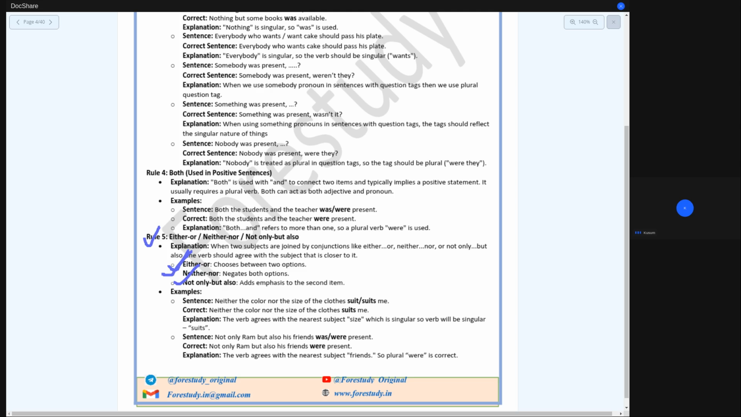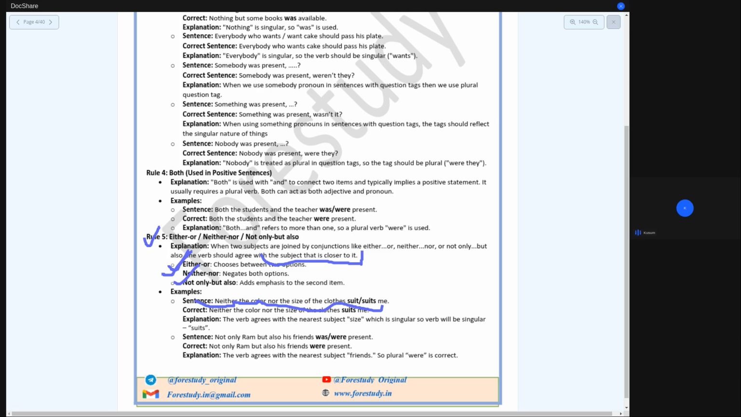Okay? It should agree with the subject that is closer to it. That means whichever subject is closer, if it is singular, it is going to take a singular verb. If it is plural, it is going to take a plural verb. Look at our first example: Neither the color nor the size of the clothes suit or suits me. So the correct sentence is "suits me."